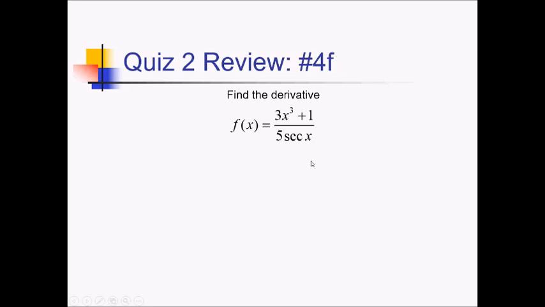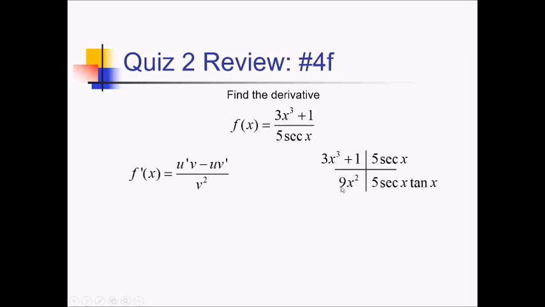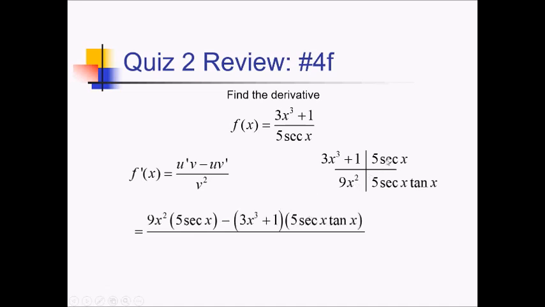For this derivative, we'll use the quotient rule, u prime v minus uv prime over v squared. For the box, my numerator, we've got 3x cubed plus 1. And denominator, 5 secant of x. Derivatives, we've got 9x squared. And this is going to be 5 secant of x tan of x. Using the ribbon to put it together, we've got 9x squared times 5 secant of x minus parentheses 3x cubed plus 1 times 5 secant of x tan of x all over v squared, so that's going to be 5 secant of x quantity squared down there.